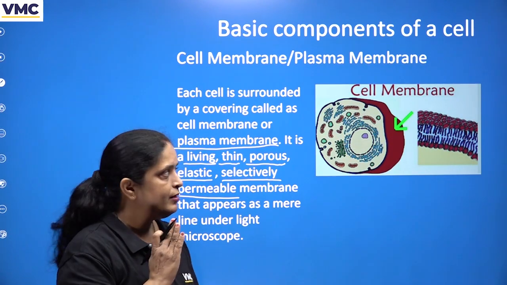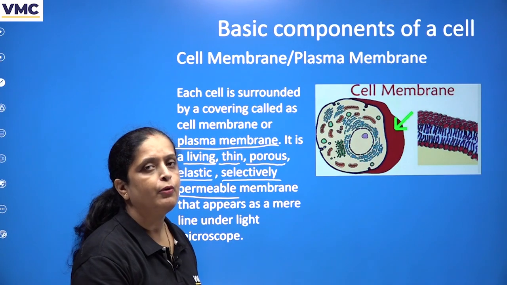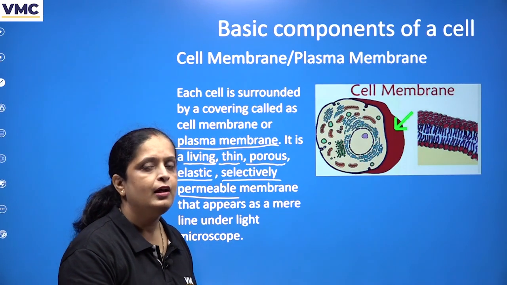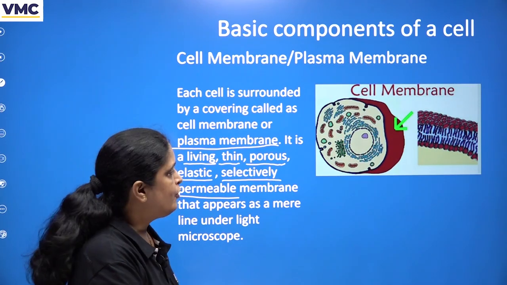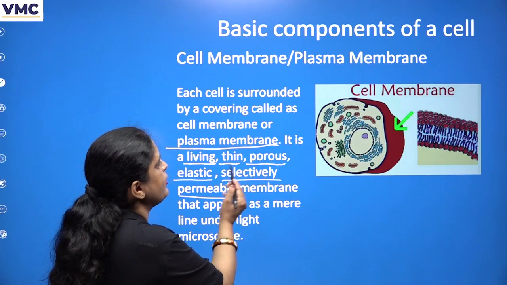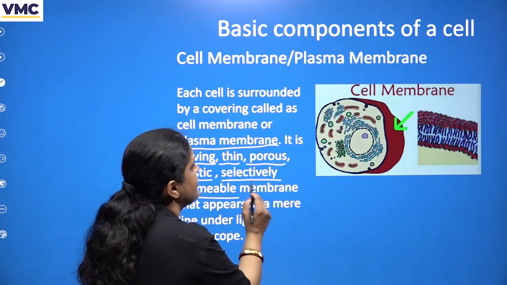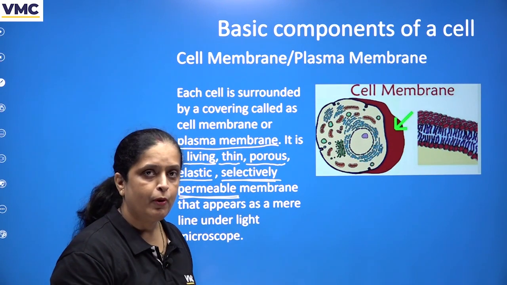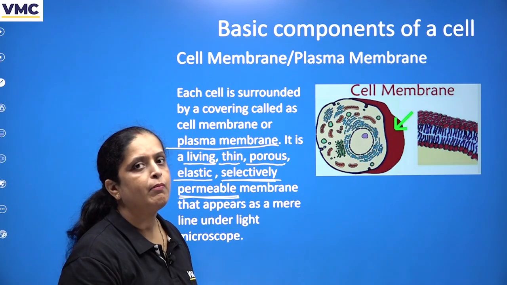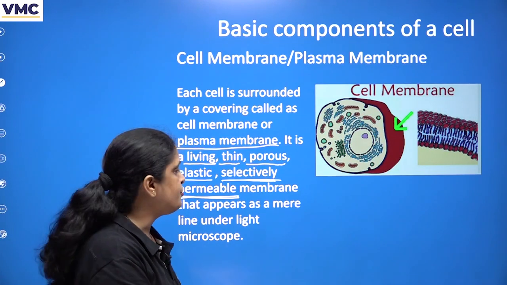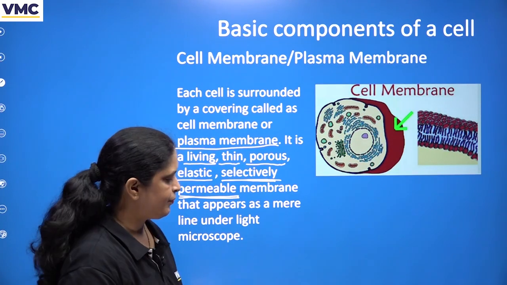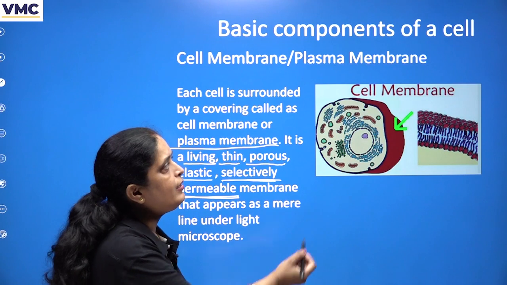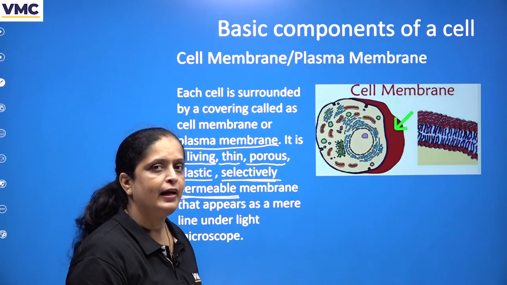It will select who it should allow to come inside the cell or leave the cell. So we say it is thin, it is porous, it is elastic, and it is selectively permeable. This word has its own importance. It's a key word. So if you write about plasma membrane, do use this word in your answer. So this is the outer cover present in both animal and plant cell.